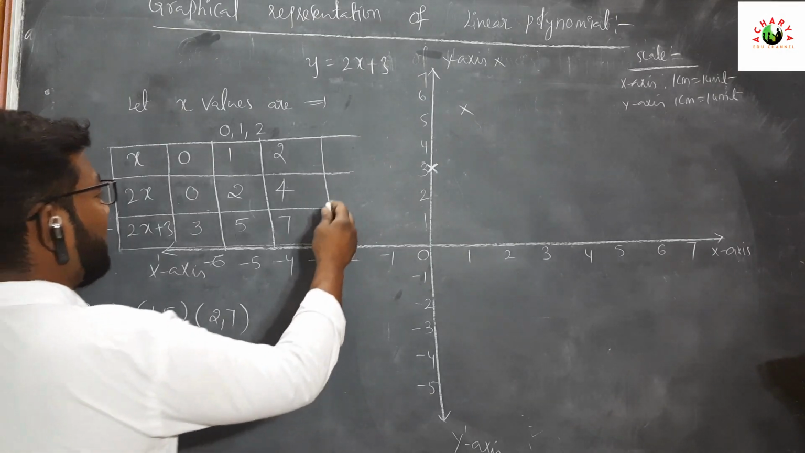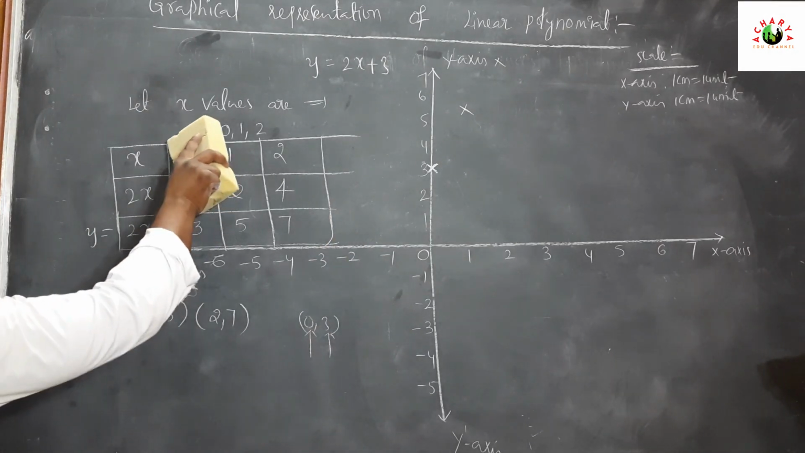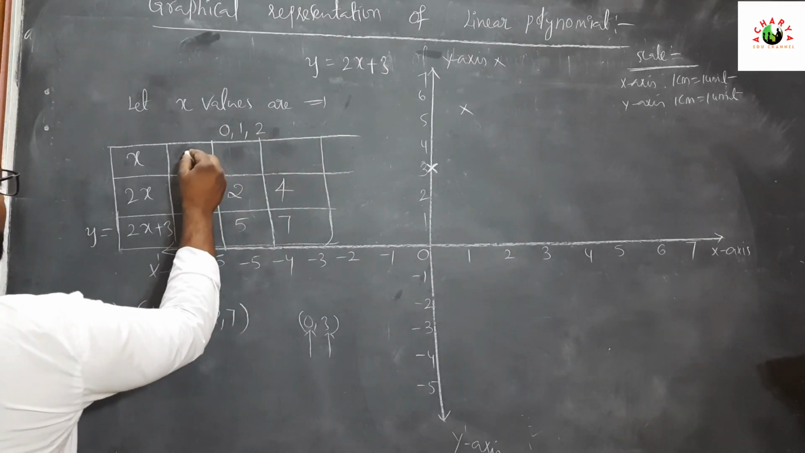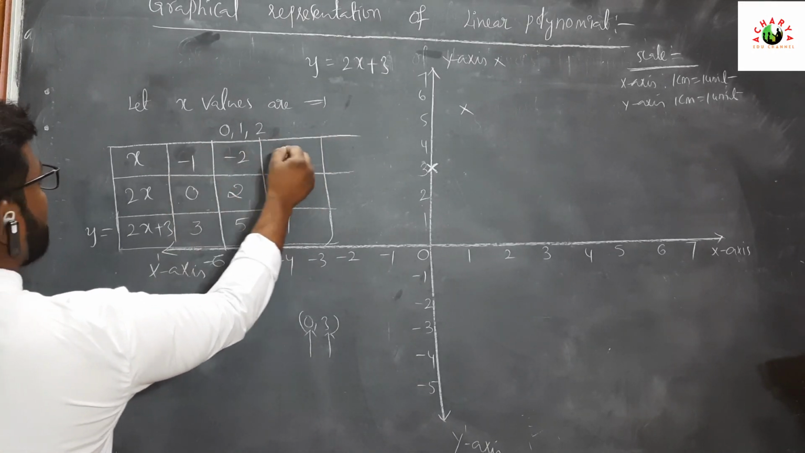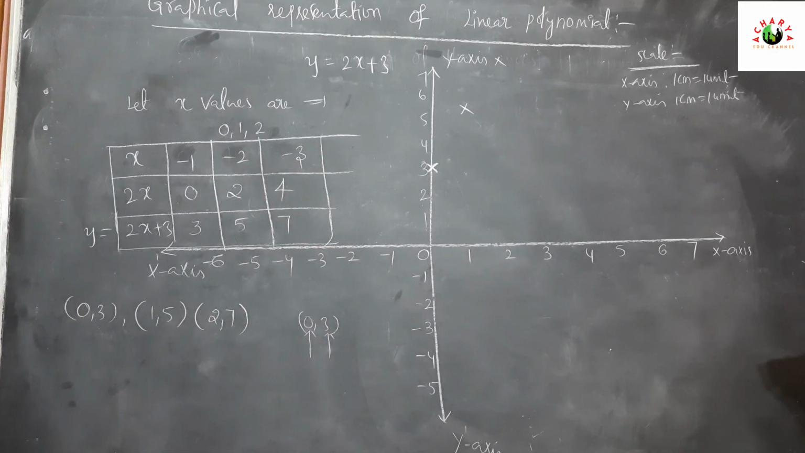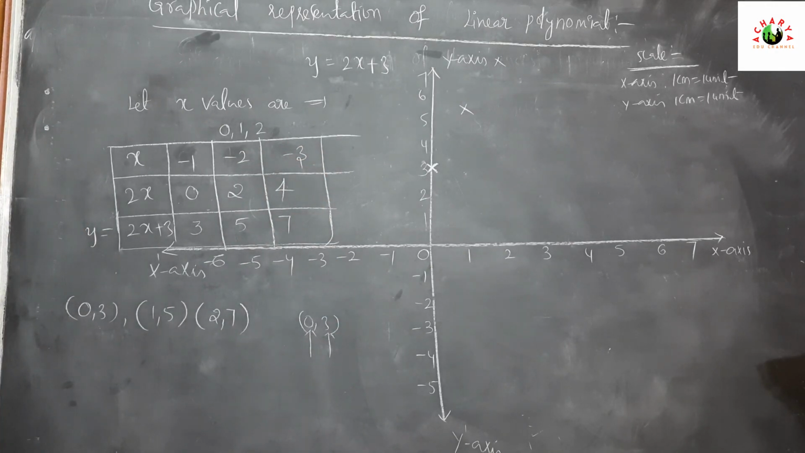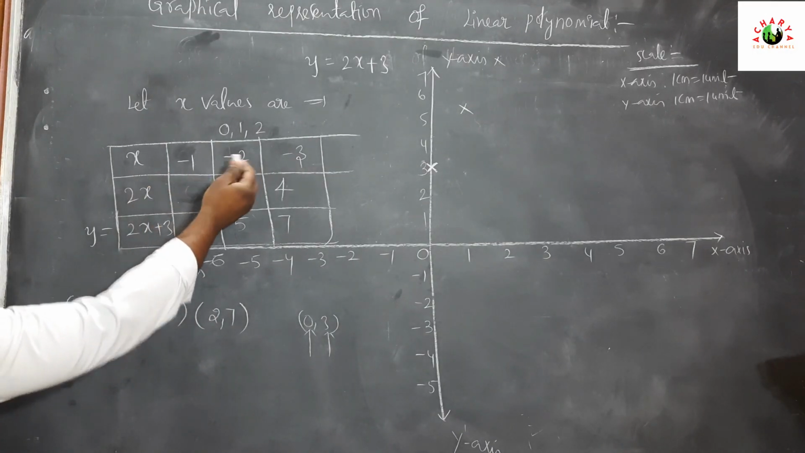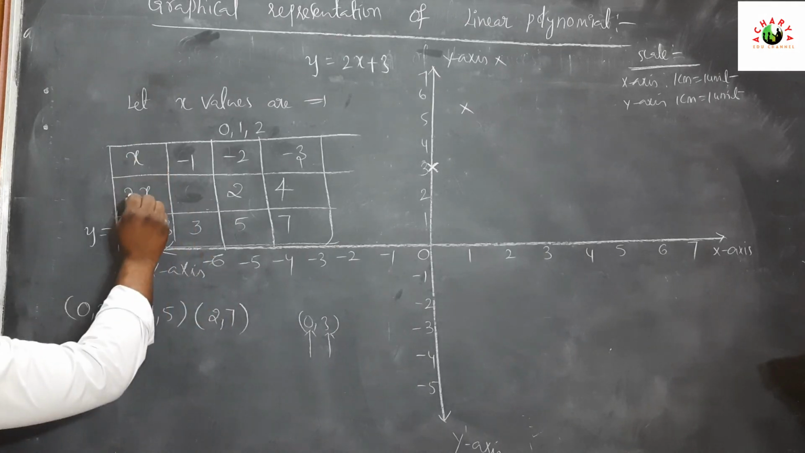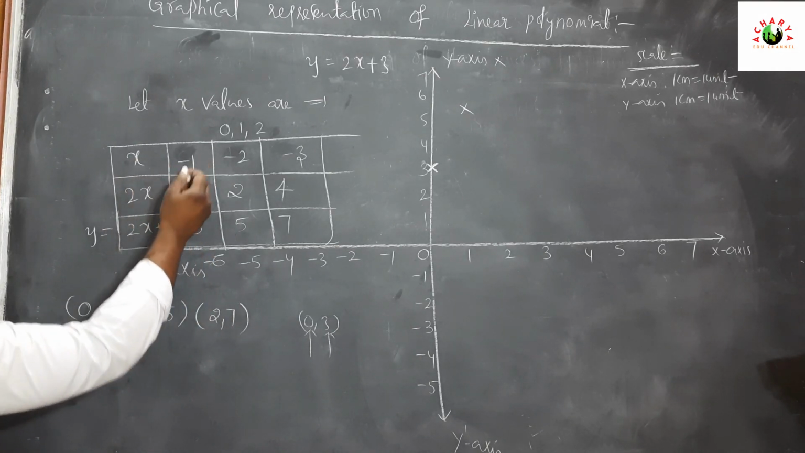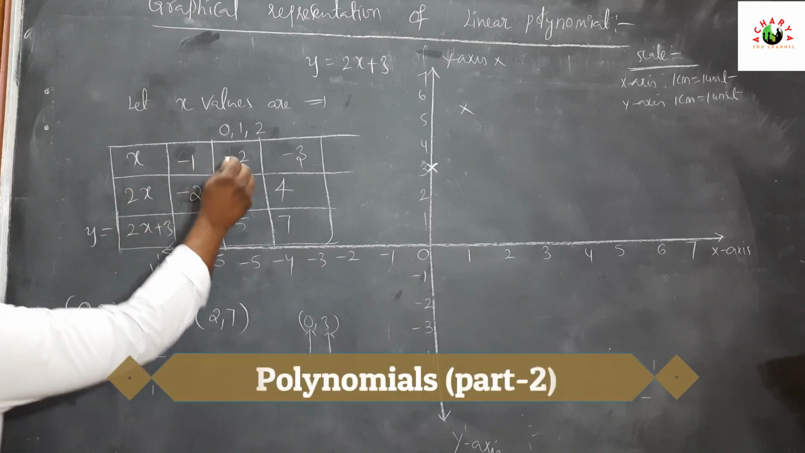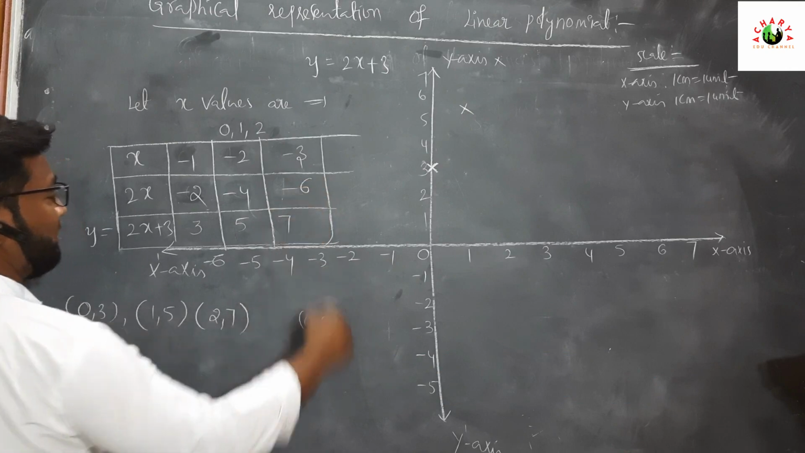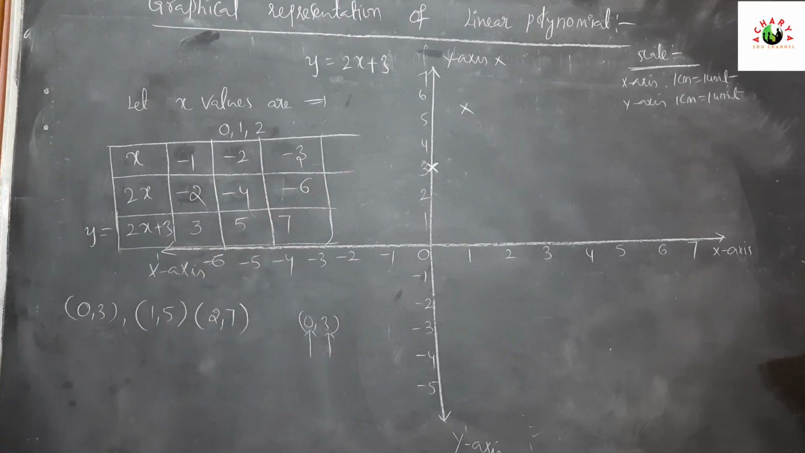For example, if you are taking negative values here, -1, -2, -3. Then 2x. If you are taking negative values also, 2x, 2 into x. 2 into -1 is -2, 2 into -2 is -4, 2 into -3 is -6. These all are 2x values.